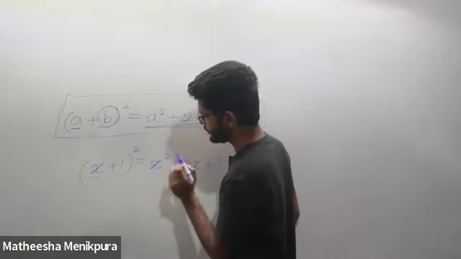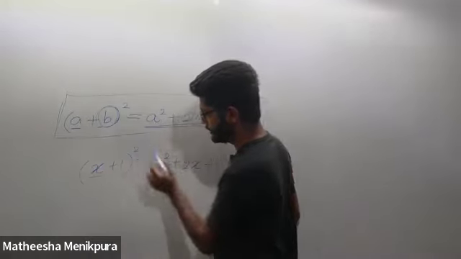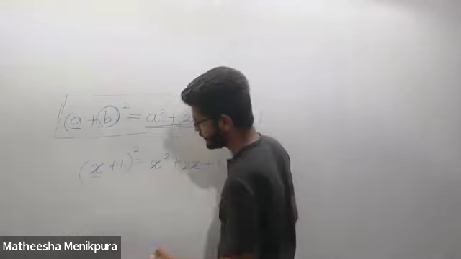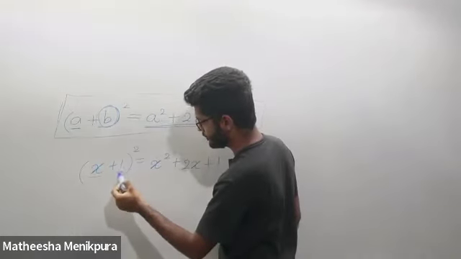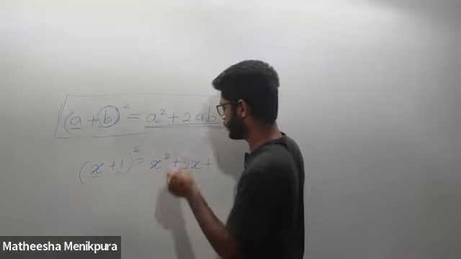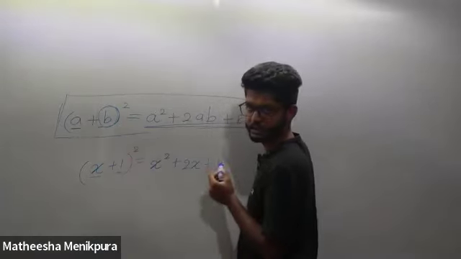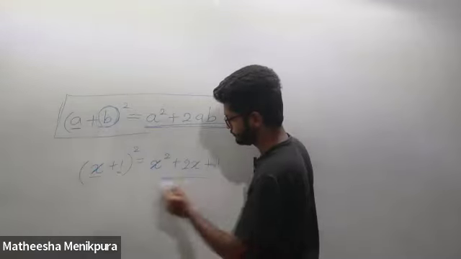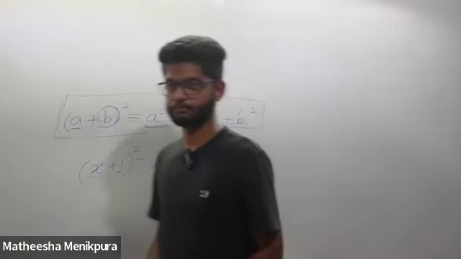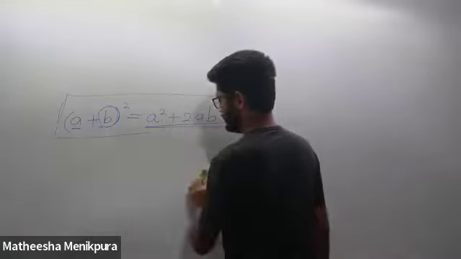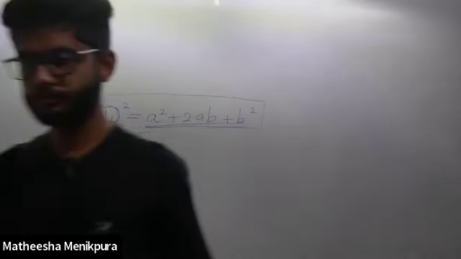Take the first term, square of that one. First term is x, square is x squared. Multiply the two terms, take the double of that one. x into 1 is 1x, double means 2x. Plus 1 squared, which is 1. So that's the answer. Correct. Done. So that is easy. We'll try one more.